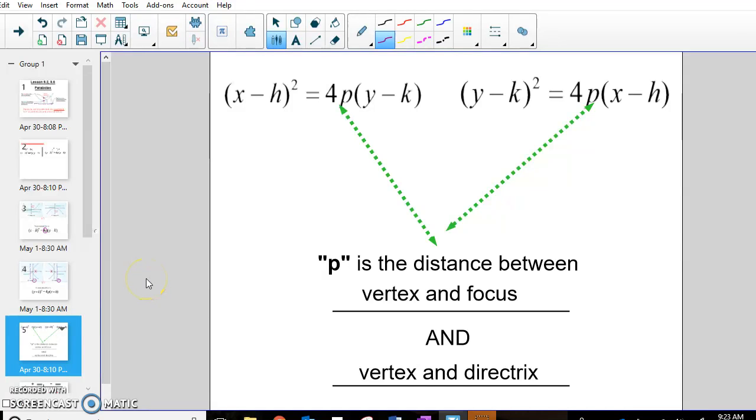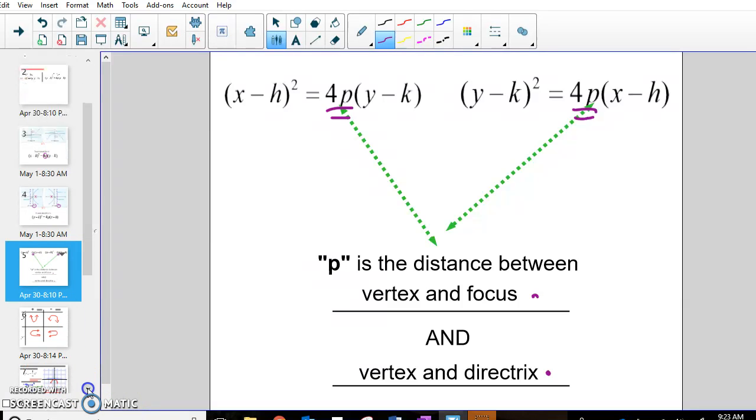So in the equation, you will see a number. This part right here will be a number, and that number is equal to 4p, so that's like a formula. The p part is the distance between the vertex and the focus, and the vertex and the directrix. So it's going to be the same distance away on either side of the vertex.